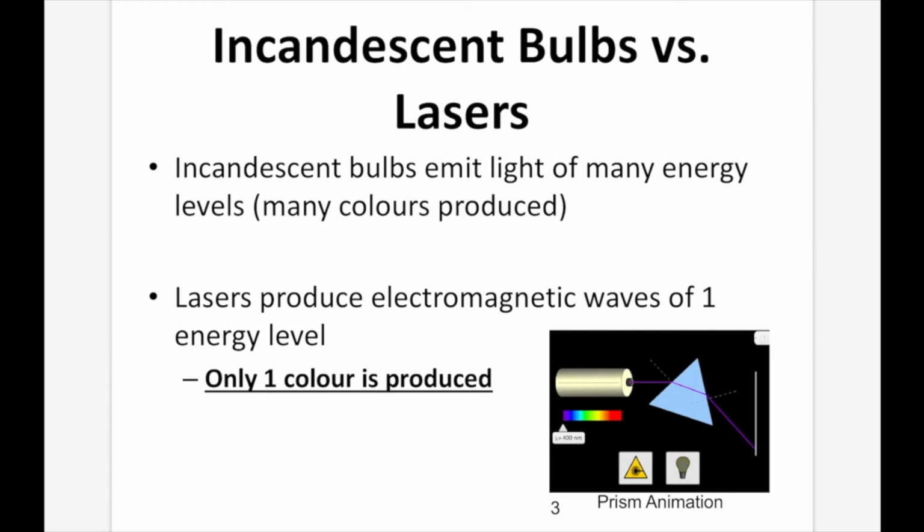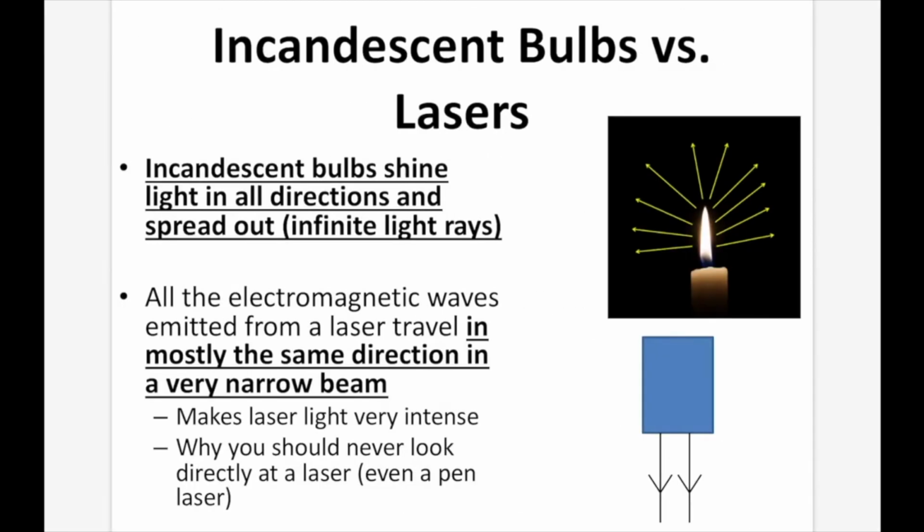Incandescent bulbs shine light in all directions and spread out, as you can see in our top diagram here. Whereas with a laser, all the electromagnetic waves travel in the same direction in a very narrow beam. This makes lasers very intense, and it's also why you should never shine a laser directly in your eye, because it can damage it due to the high intensity of the electromagnetic radiation being emitted from it.